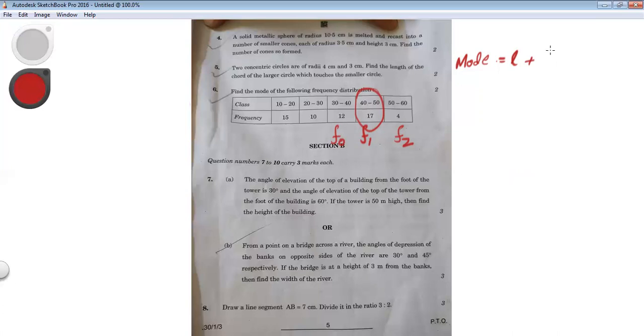Plus, you're going to do F1 minus F2. Just a moment. This is the formulation. So by using the formula of the graph of the sheet, you're going to get the answer. I might be messing up the formula a little bit. Just a moment.